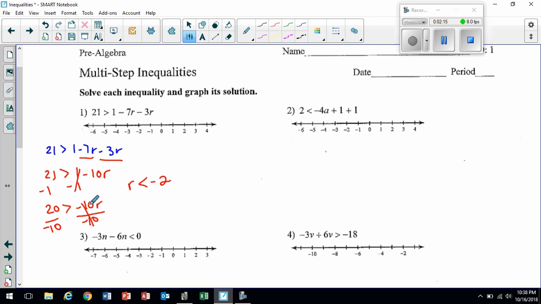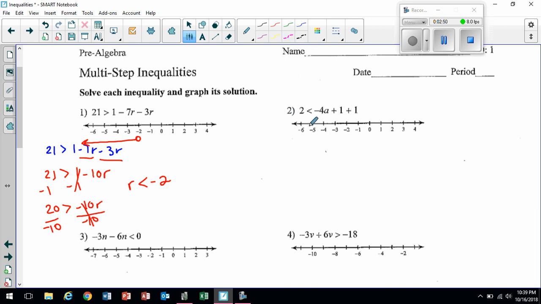negative 2. Okay? So now we have to decide, is this an open or a closed circle? This is an open circle. So the open circle is going to go under negative 2. And r is less than negative 2. So if it's less than, that means going to the left, right? So that means we're going to draw a circle and it's going to be going to the left. Wonderful. All right. Now let's move on to number 2.